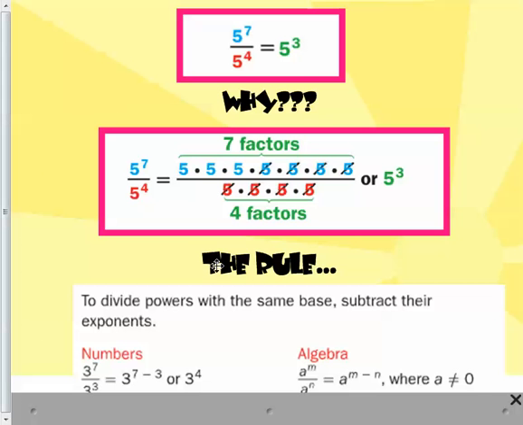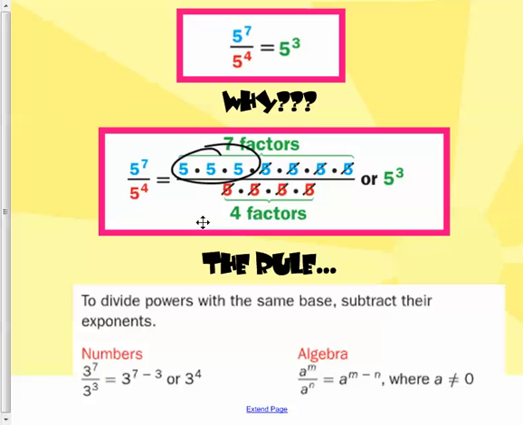What about division? If we look at this one, 5 to the 7th power divided by 5 to the 4th power is 5 to the 3rd. Here's why. Because if we have 7 factors on top and 4 on the bottom, these could cancel out, just like if we were working with fractions. So what we're left with are 3 factors of 5, which is 5 times 5 times 5, or 5 cubed.